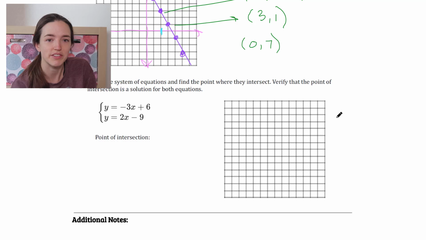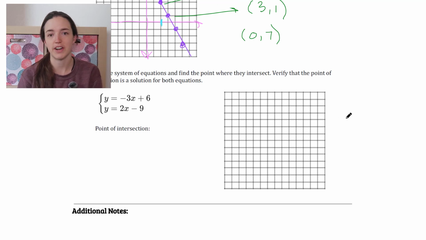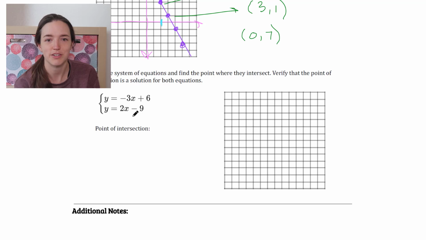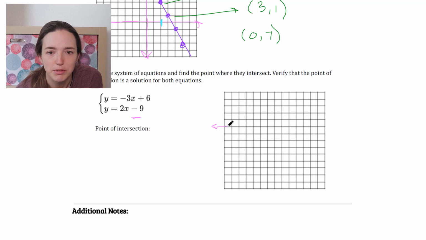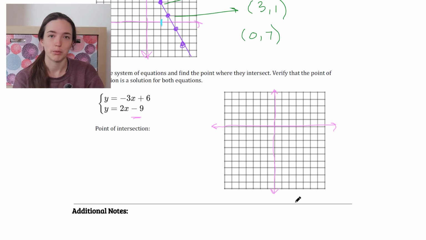Okay, last thing we have to do is graph the system of equations and find the point where they intersect. Verify that the point of intersection is a solution for both equations. Okay, when I put in the x and y axis, I notice that this one has to start pretty low. Is this even going to fit? Okay, I guess I'm going to put the x-axis here and the y-axis here. I don't think this is going to work very well, but we're going to make do.